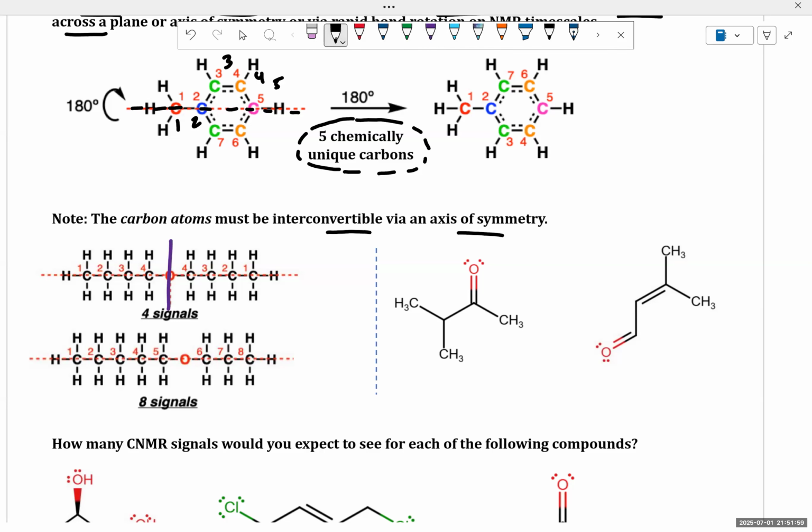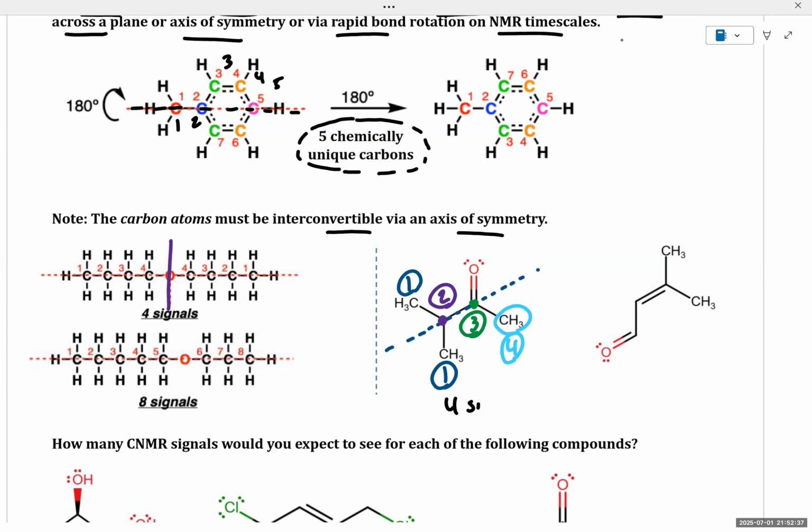As practice, let's take a look at these next 2 compounds, and let's in turn identify how many unique signals we would see. In this compound, we have a clear axis of symmetry, so these 2 carbons would appear as 1 signal. This carbon would appear as a unique signal. This carbon would appear as a unique signal, and this carbon would appear as a unique signal. In total, we would expect to see a total of 1, 2, 3, 4 signals.